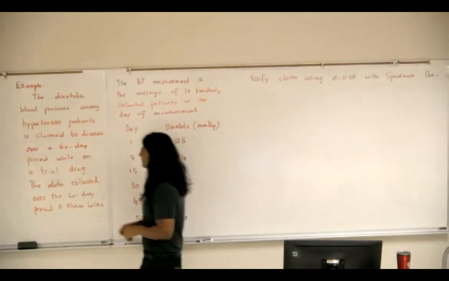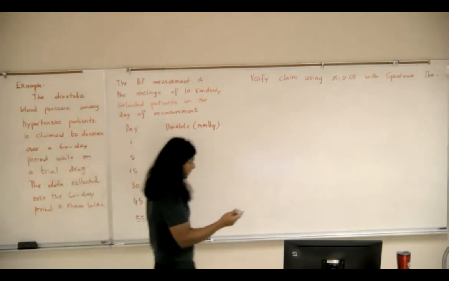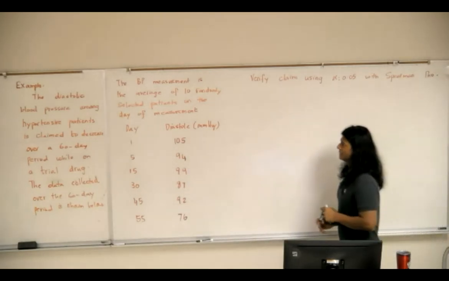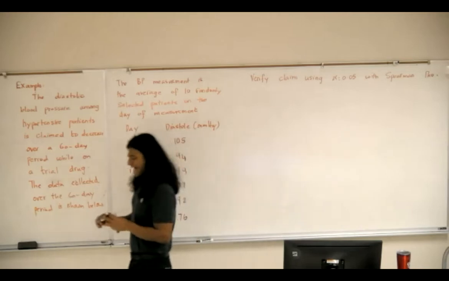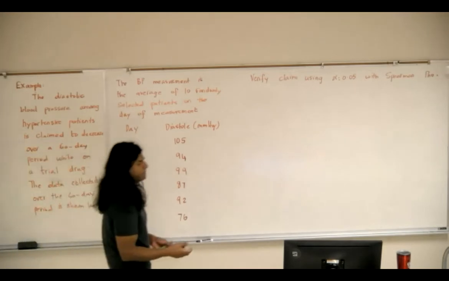So the diastolic blood pressure among hypertensive patients is claimed to decrease over a 60-day period after you start dosing the patient with a trial drug. And the BP measurement is the average of 10 randomly selected individuals, perhaps out of 50 people.